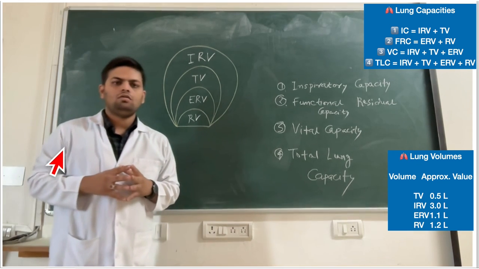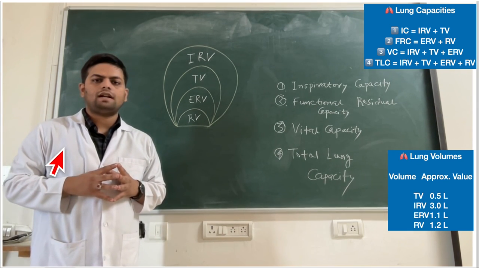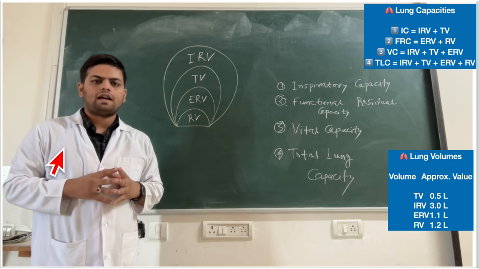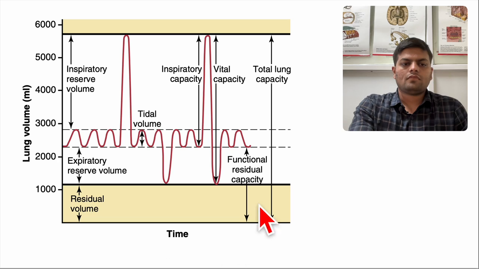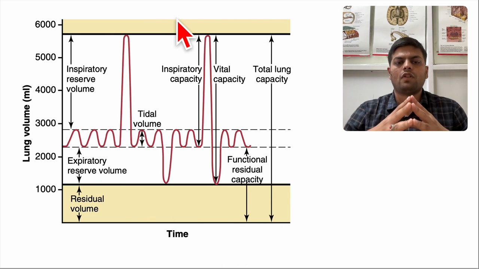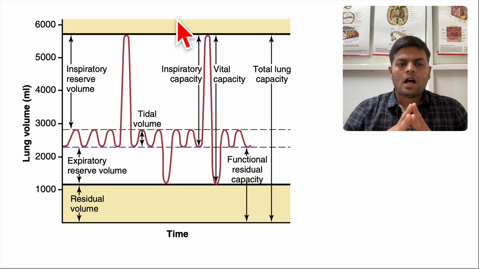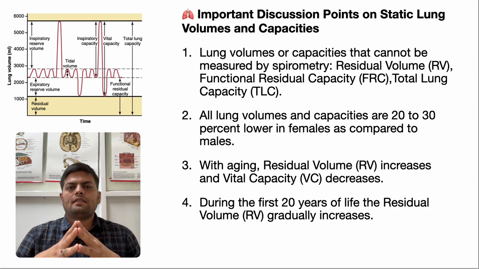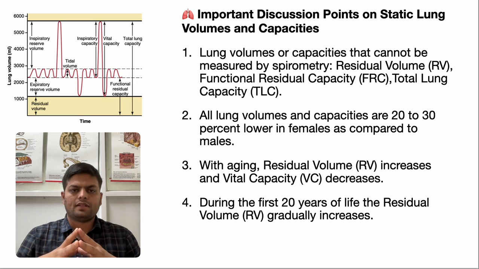Okay, now that we have understood each lung volume and capacity clearly on the board, let's go back to Guyton's diagram once again. This is the same concept represented in a standard textbook format. You can see how each lung volume and capacity we discussed fits perfectly here. Earlier it looked complicated, but now it is simple. Let's discuss a few important points on static lung volumes and capacities.